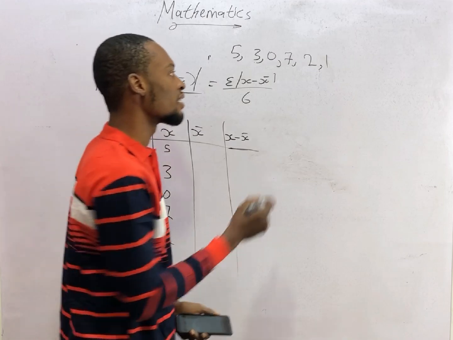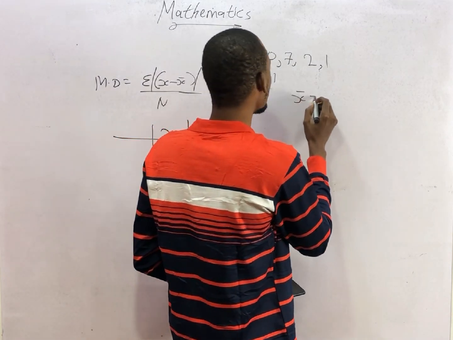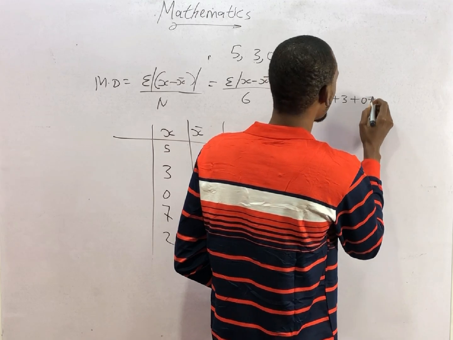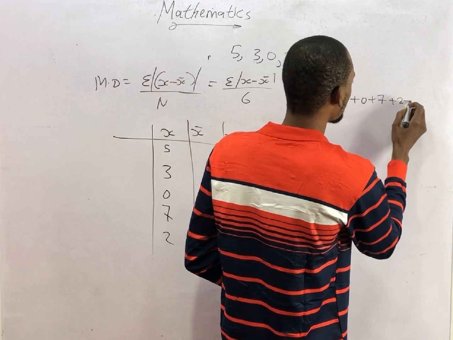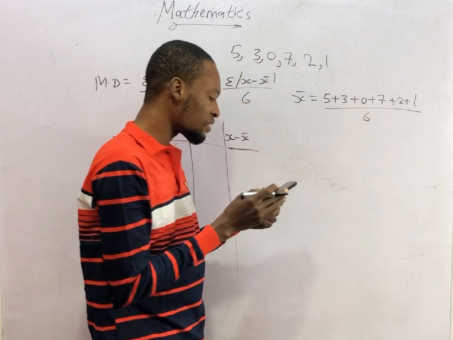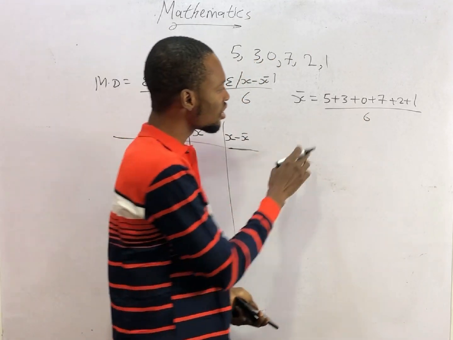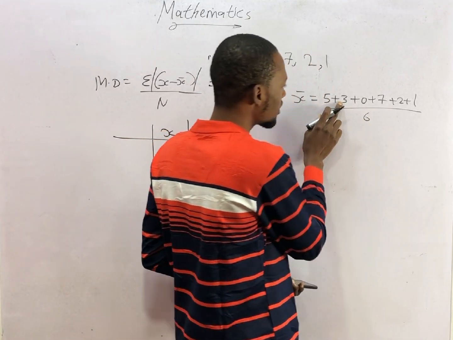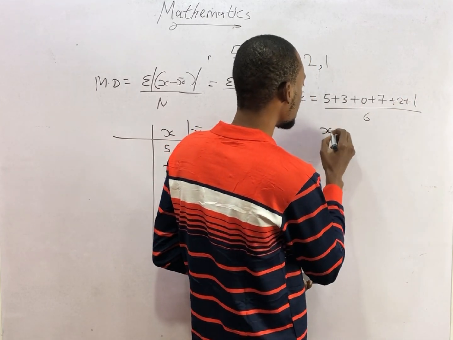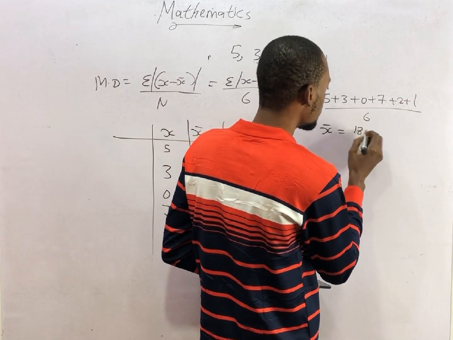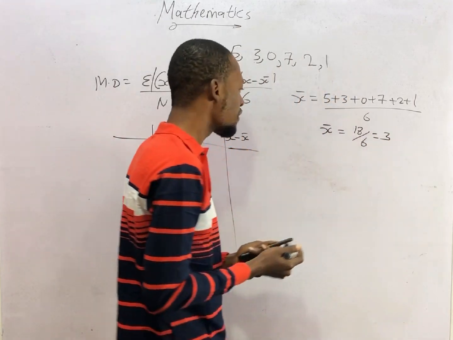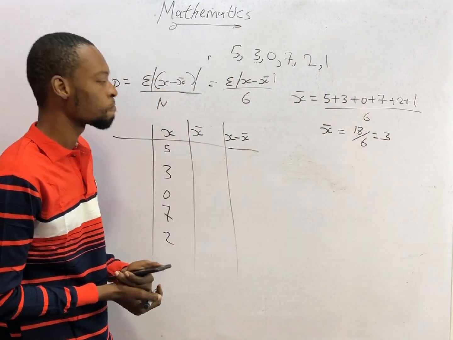Let's look for the s bar. S bar, which is the mean, is equal to 5 plus 3 plus 0 plus 7 plus 2 plus 1 all over 6, because we have a total of 6 numbers. 5 plus 3 is 8, 10, 18. So everything here is 18. 18 over 6 should give you 3. The s bar is 3, the mean.